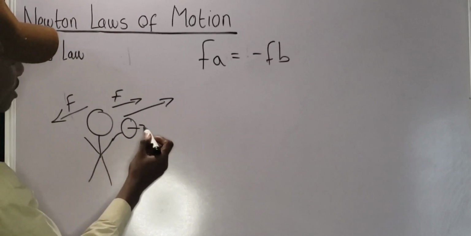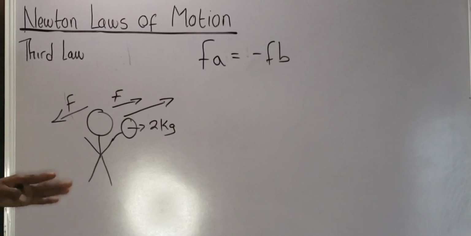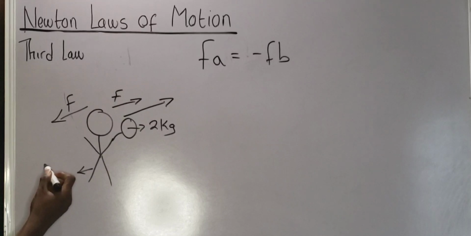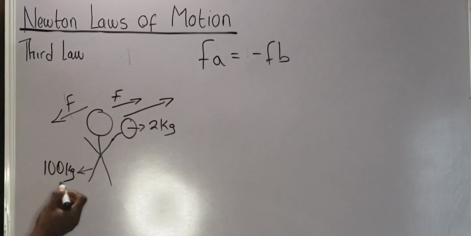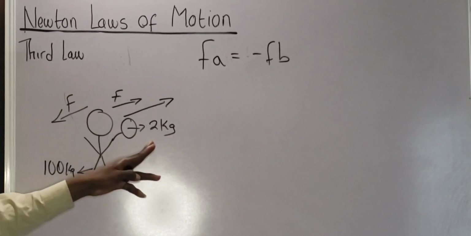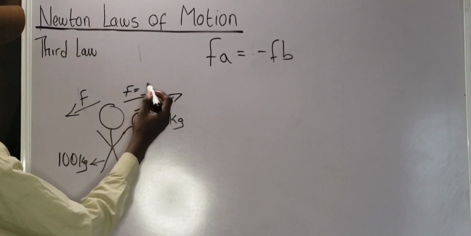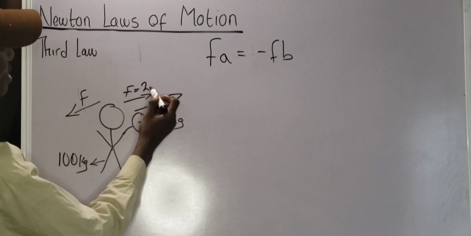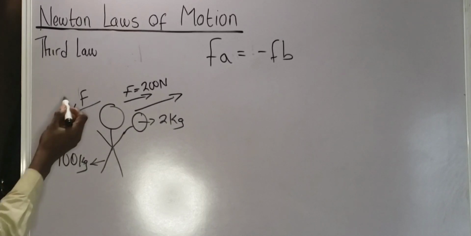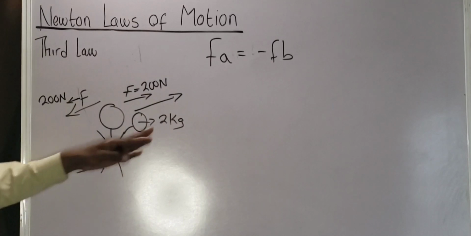Let's say the mass of this ball is 2 kilograms, and the mass of the person that throws the ball is maybe 100 kilograms. You can see that this ball is going to cover a long distance because it has a lower mass. You understand what I'm saying? Let's say the force that the person applies is 200 Newton. Therefore, that means that this force will also be what? 200 Newton.